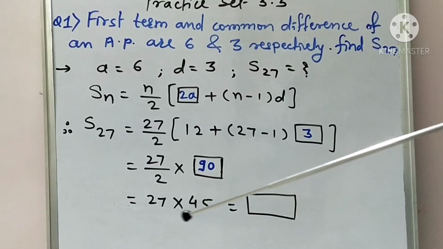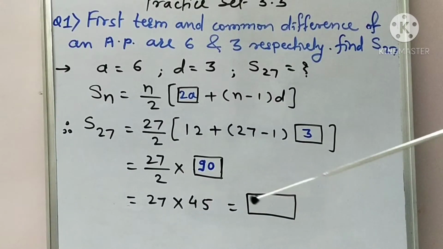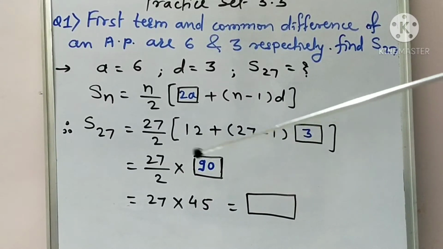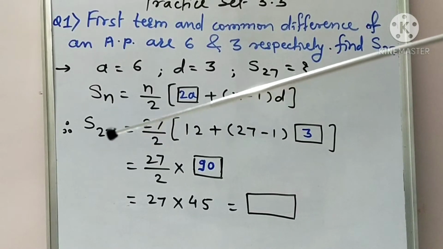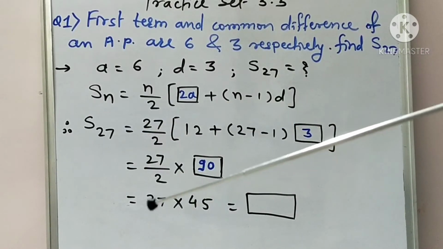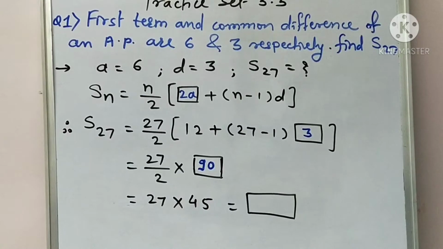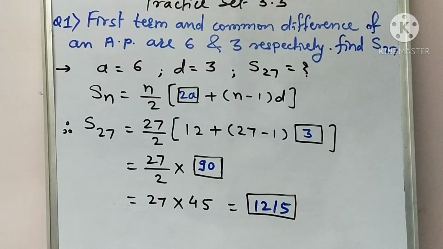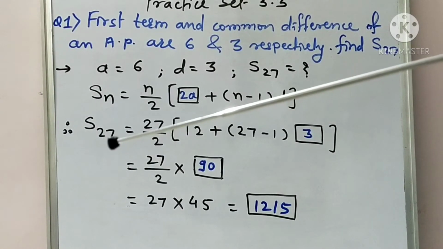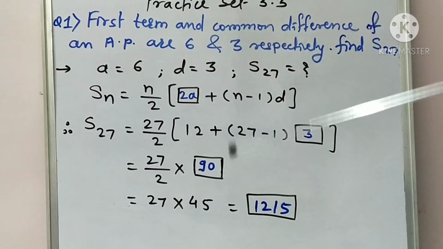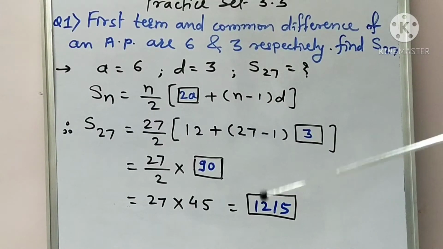And this product, the value we get over here, is the sum of the 27 terms in that AP. So do this product and give me the correct answer. The answer is 1215, which means the sum of the 27 terms in that AP is 1215. So this is the activity asked for 2 marks in the exam, okay students.